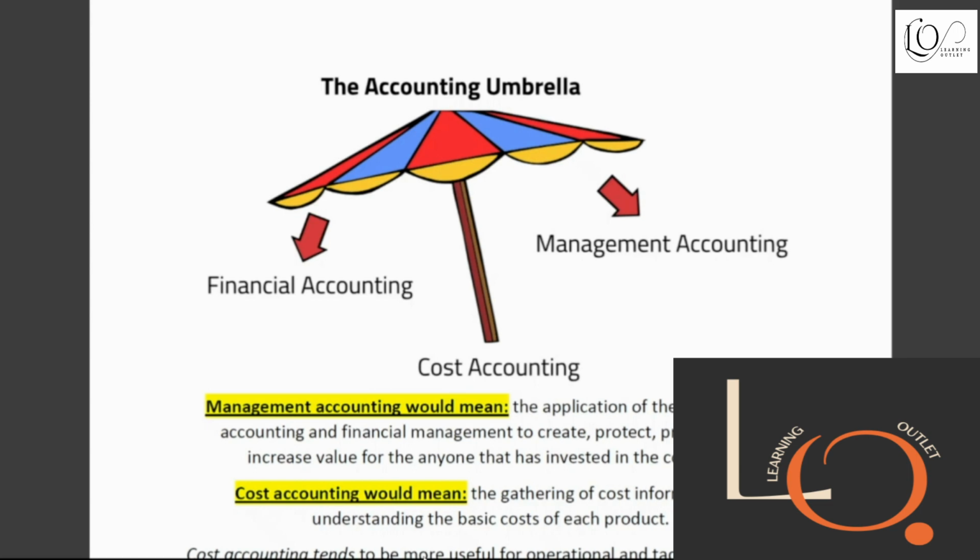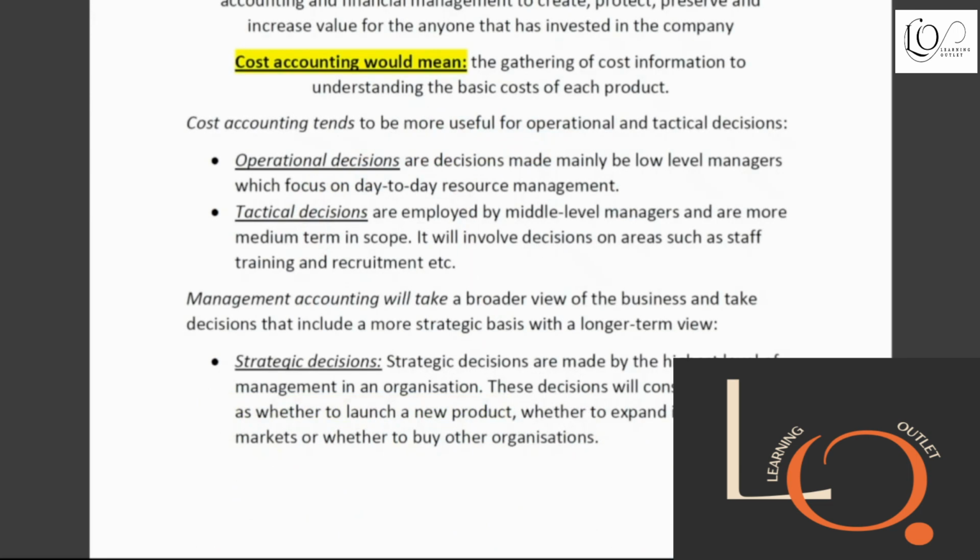So the accounting umbrella is broken down into 3 parts. Cost accounting generally is used for your operational and tactical decisions. These are management terms that I'm introducing to you. Now, operational decisions are ones which are made by low-level managers, day-to-day stuff. You know, how the business will be run, creation of accounts, and putting the entries in. Cost accounting is more for operational decisions.